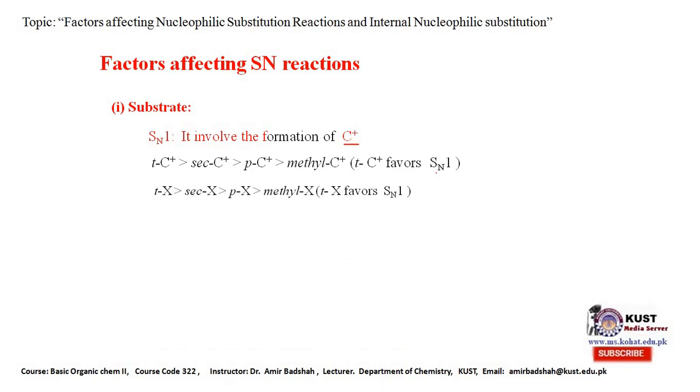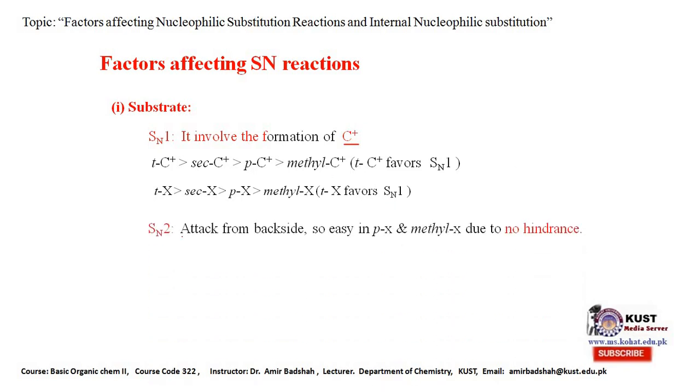The various substrates which are used for the creation of carbocation may include tertiary halides, or instead of halide another leaving group may also be used. Similarly, secondary halides, primary, and methyl halides. In this case, the tertiary halide favors the formation of a carbocation which is more stable, that means the tertiary carbocation. So the tertiary halide will favor the SN1 reaction instead of the SN2 reaction.